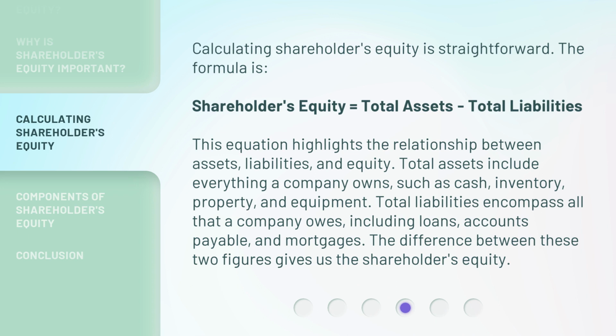Total assets include everything a company owns, such as cash, inventory, property, and equipment. Total liabilities encompass all that a company owes, including loans, accounts payable, and mortgages. The difference between these two figures gives us the shareholders' equity.